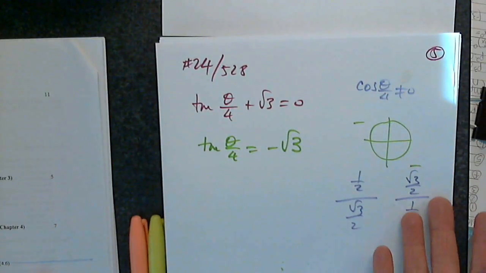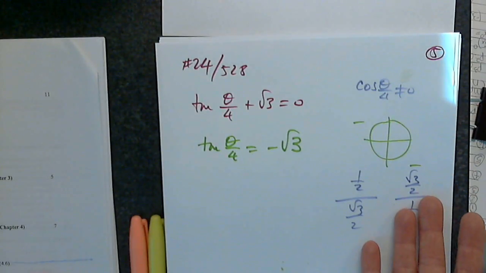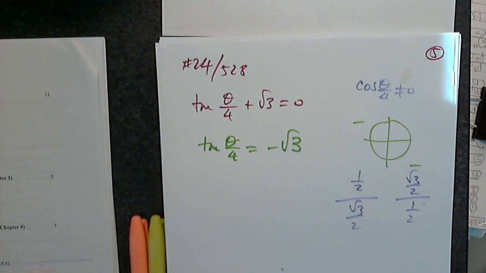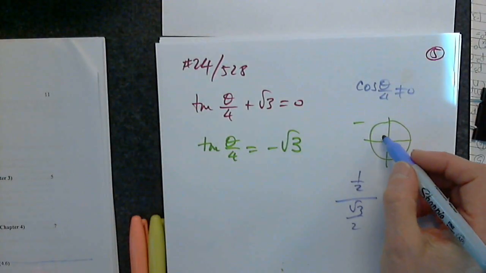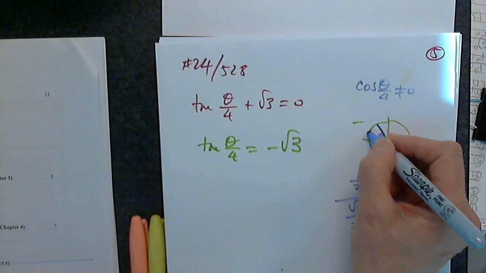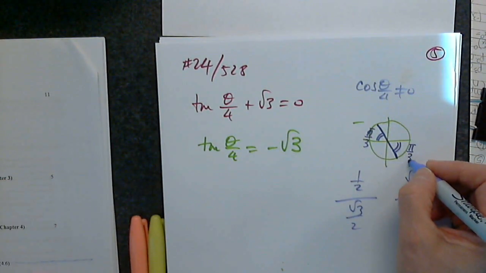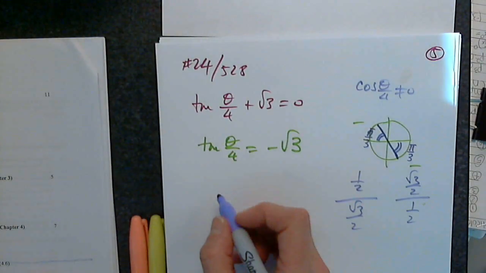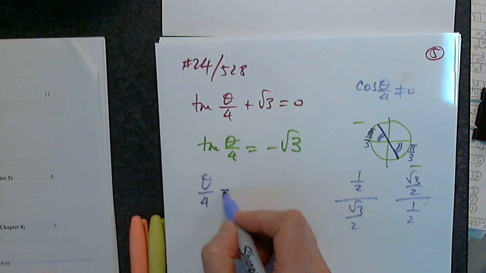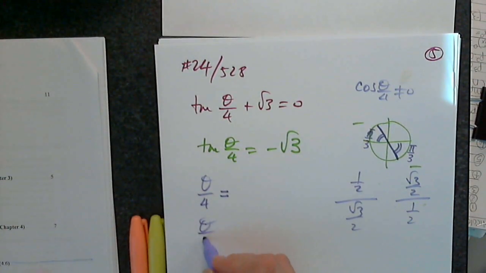What is this angle? Which angle? 60. Yes, of course, or pi over 3. So then I know 60 degrees. The reference angle must be 60 degrees or pi over 3, as well as this reference angle must be pi over 3. So then I know what theta over 4 should equal, and there are two options. What is the first option?